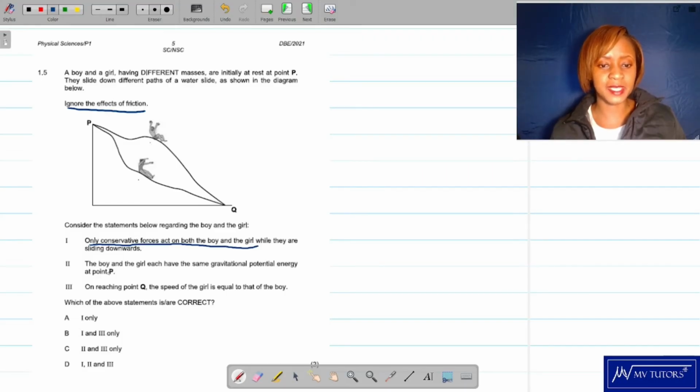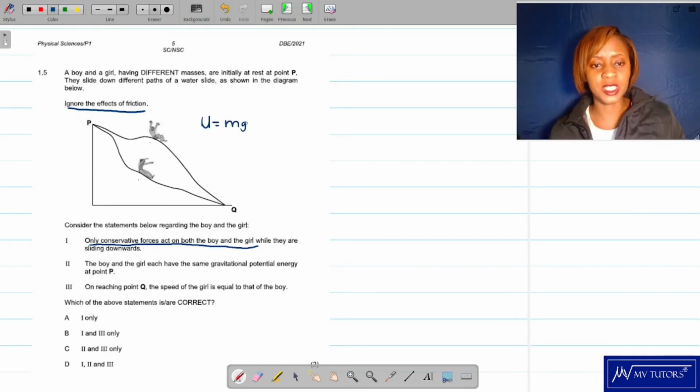Now the second statement: the boy and the girl each have the same gravitational potential energy at point P. Is it true? Remember, gravitational potential energy, which is just U, I like saying EP, but it's fine, U is mgh. It depends on the masses, guys. They told us they have different masses. They even put it in bold. So their gravitational potential energy is definitely different.